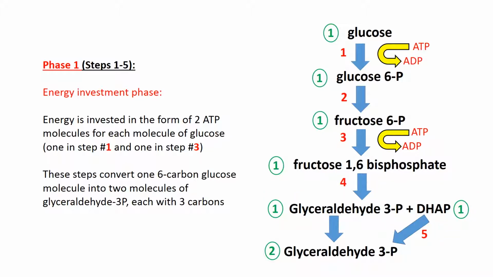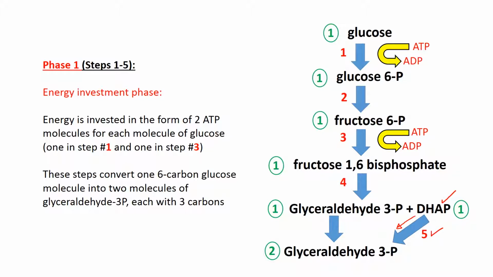Now it turns out that only the glyceraldehyde 3-phosphate can be processed further in glycolysis. The dihydroxyacetone phosphate cannot be processed. So this molecule here, DHAP, cannot be processed further directly in glycolysis. So what happens is that step 5, this one down here, converts the DHAP to glyceraldehyde 3-phosphate in this direction.